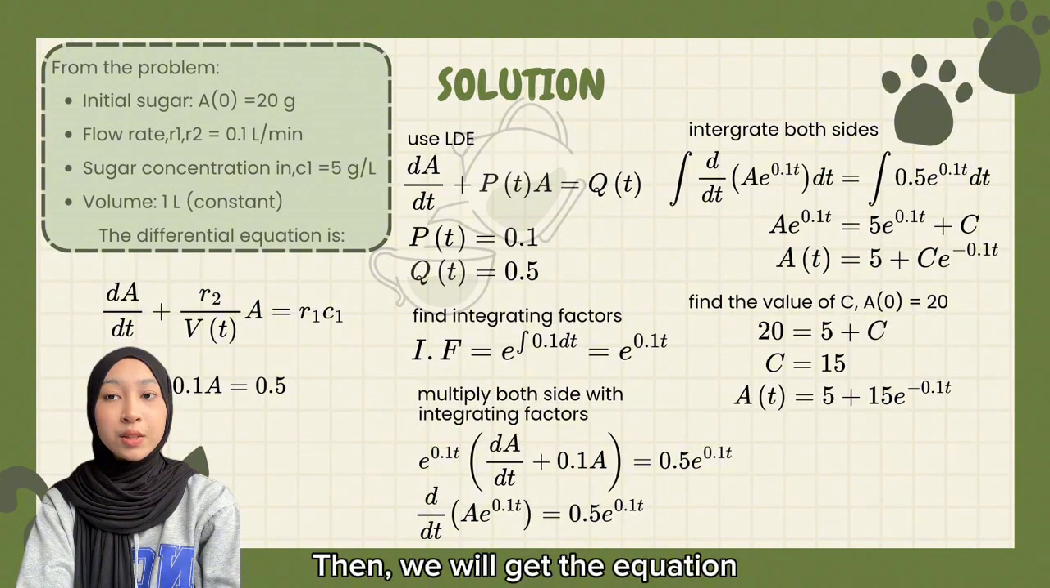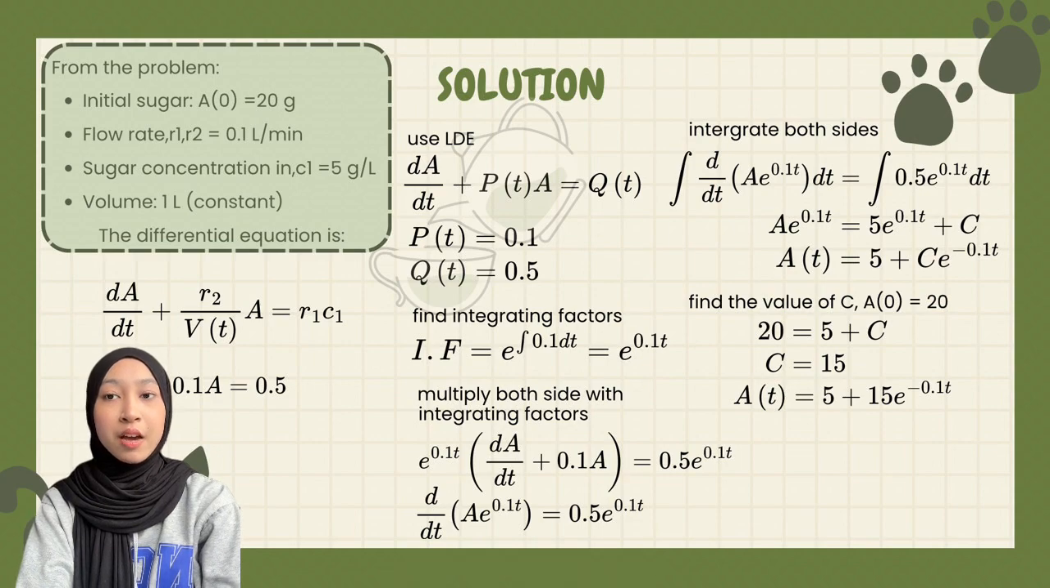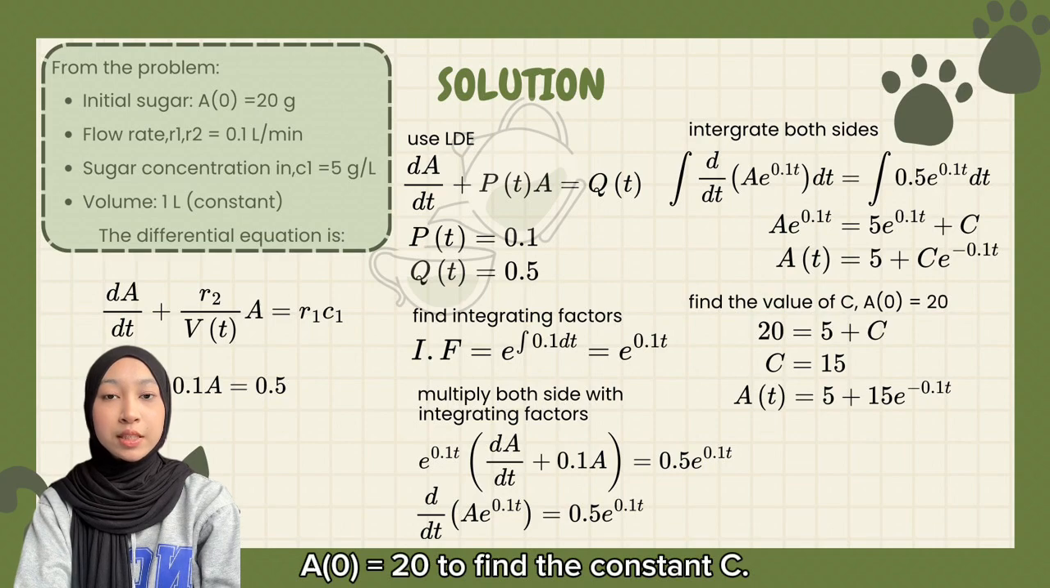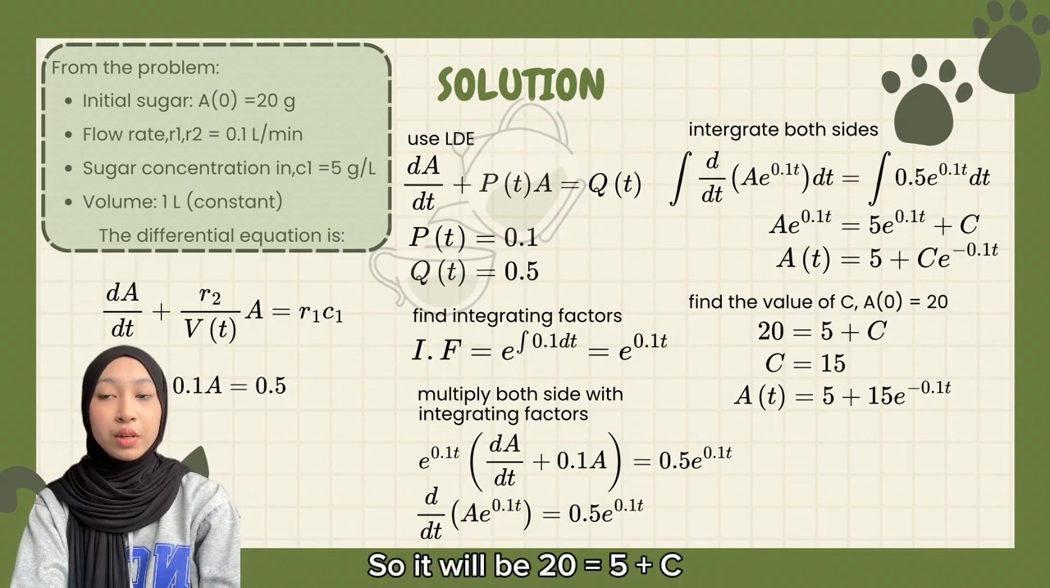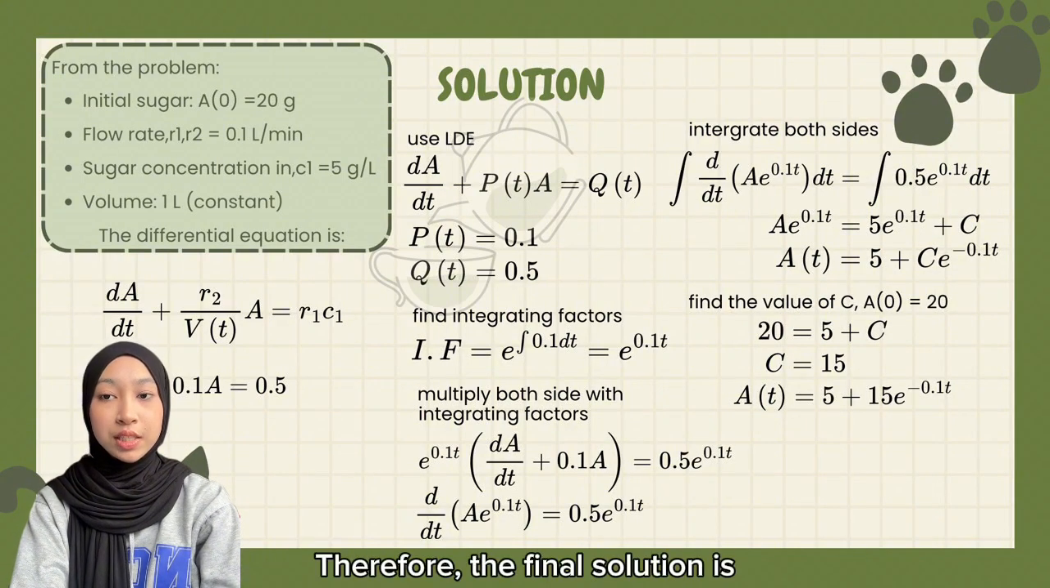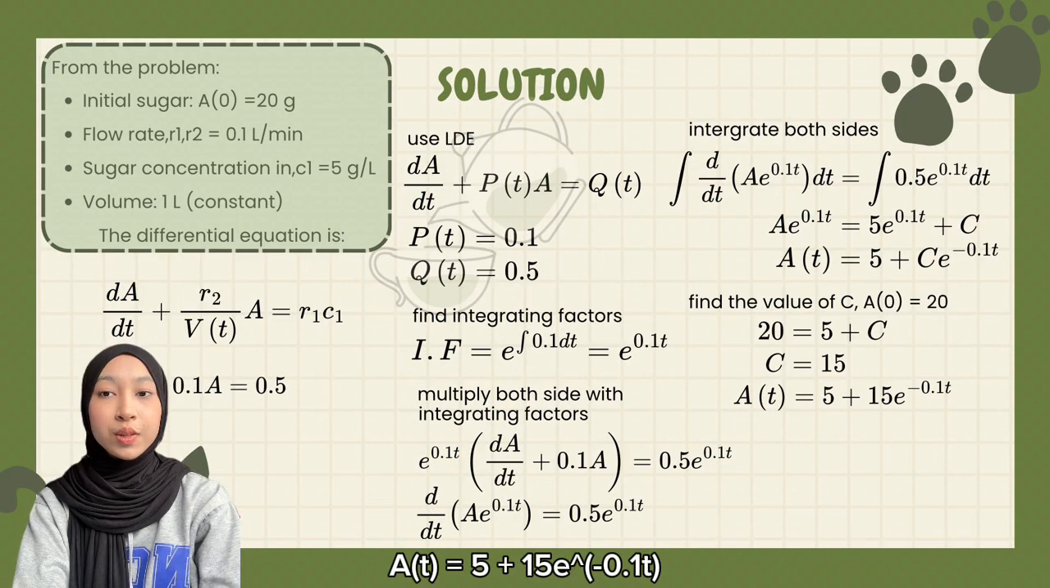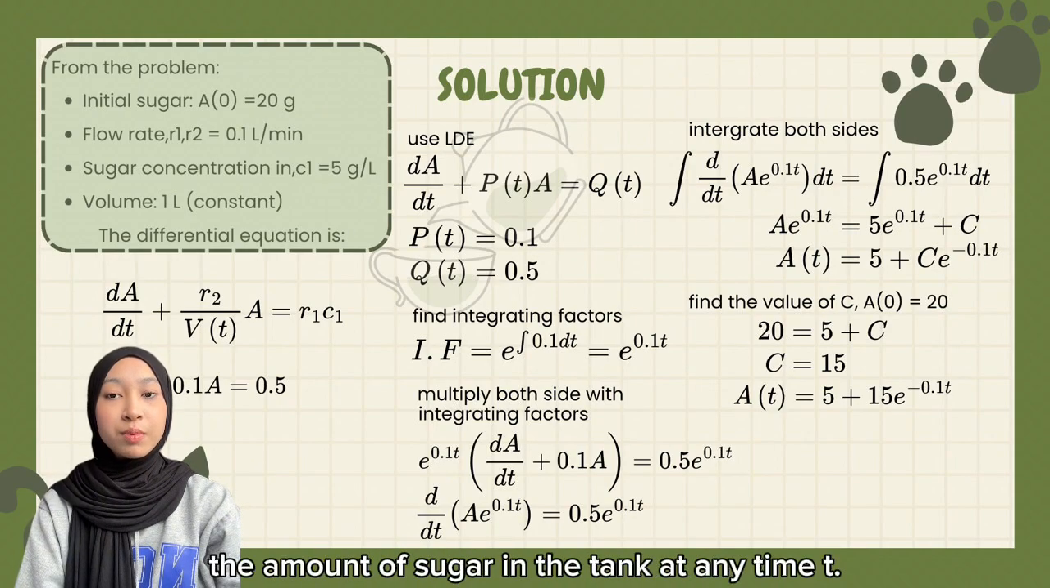Then we will get the equation A(t) equal to 5 plus C e^(-0.1t). Finally, we use the initial condition A(0) equal to 20 to find the constant C. So it will be 20 equal to 5 plus C, and C is equal to 15. Therefore, the final solution is A(t) equal to 5 plus 15e^(-0.1t). This equation represents the amount of sugar in the tank at any time t.